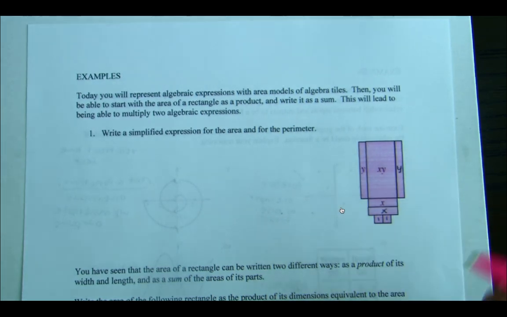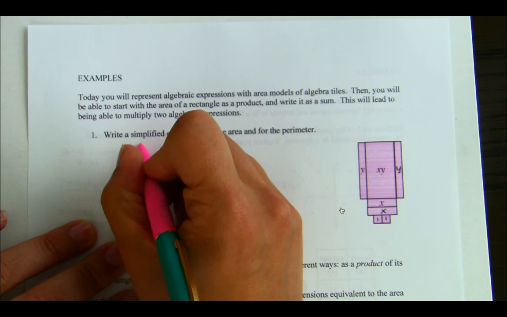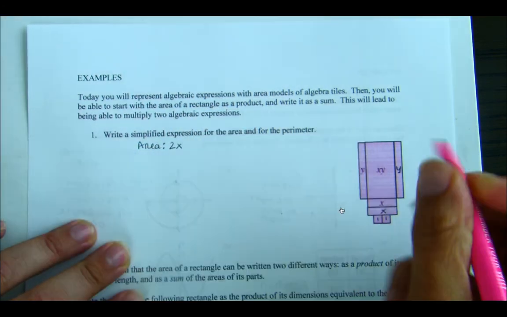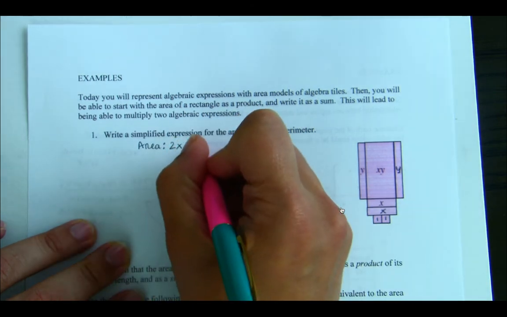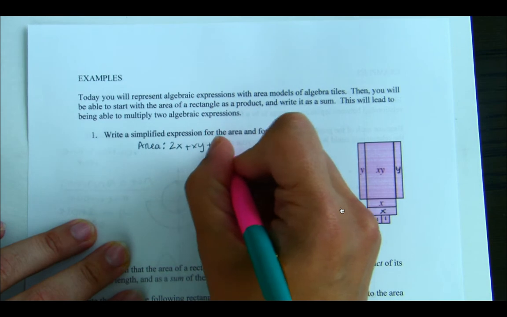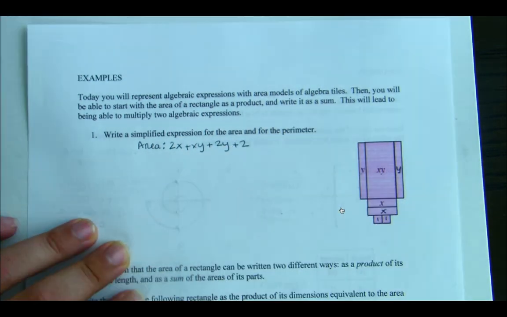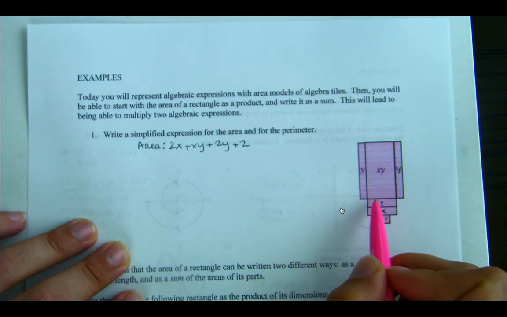So altogether, I can see that I have two x's. I have one xy. I have two y's. And then I have two 1s. So notice that I'm counting how many of each I have.